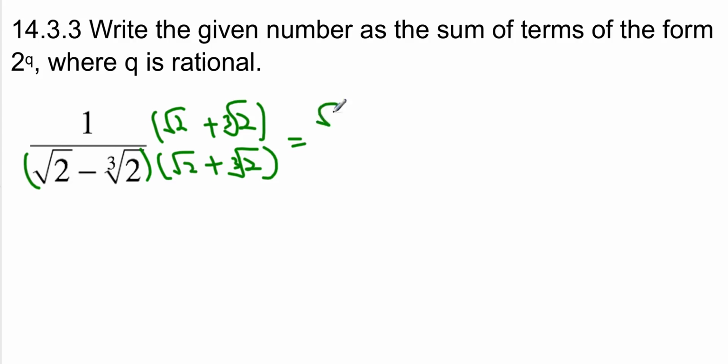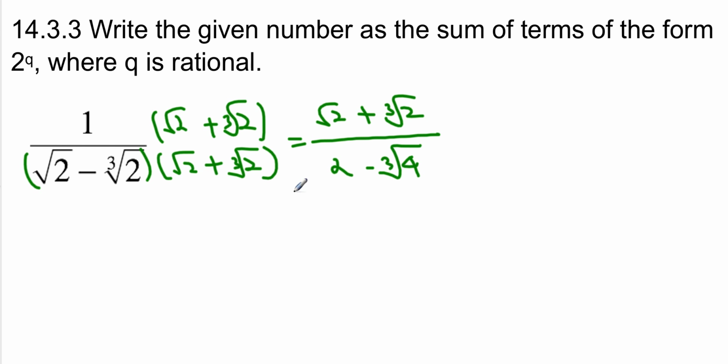Then the top is radical 2 plus cube root of radical 2. The bottom becomes the square of radical 2, which is 2, and then minus the cube root of 2 squared, which becomes minus cube root of 4. So we realized how we can get rid of the square root. Now we have an issue with the cube root. How are we going to get rid of the cube root?